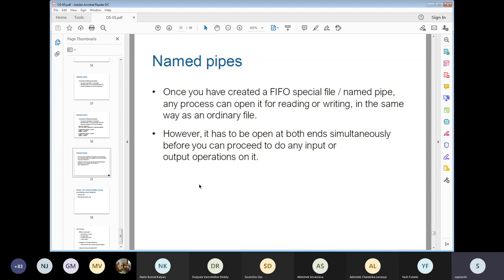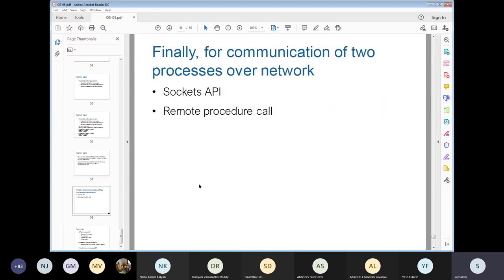So that was our discussion on named pipes. I believe we don't need a more detailed discussion because we have already done assignment 2. And this is one thing which we are not discussing, as I said, that for communication of two processes over a network, we have to use things like sockets and remote procedure call, which I guess would be covered in your network course.